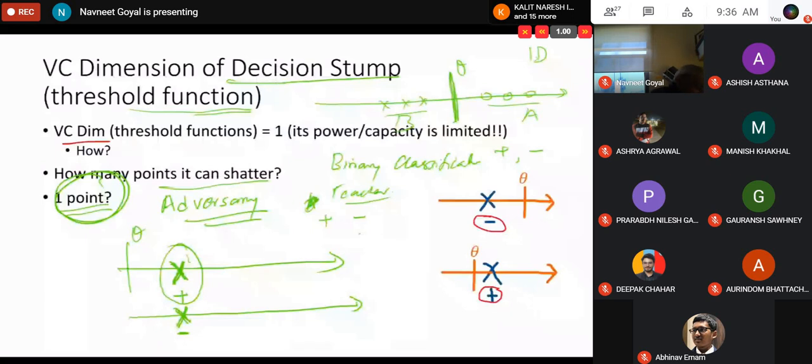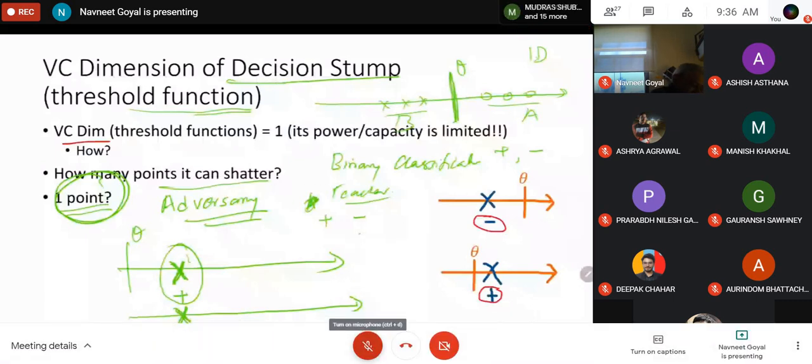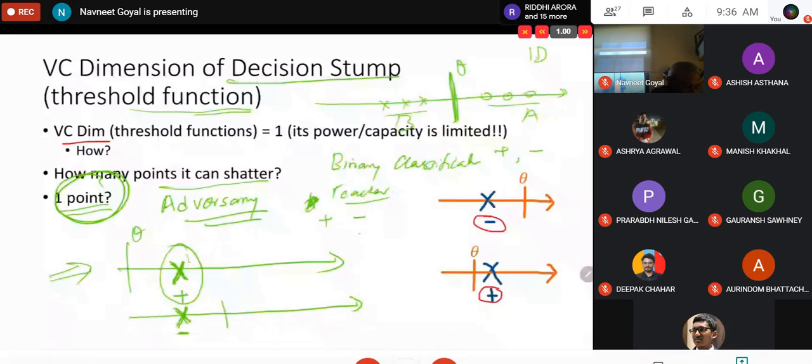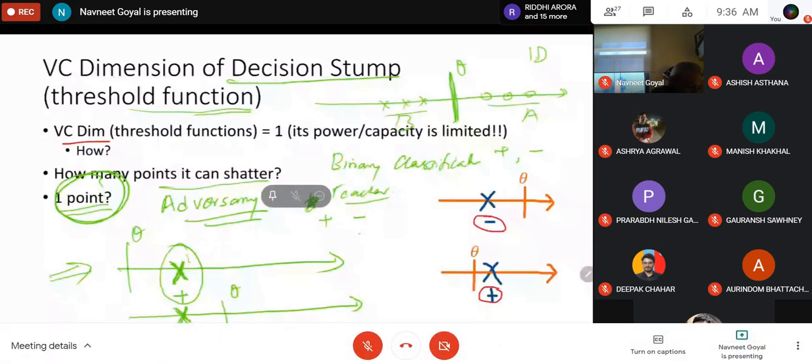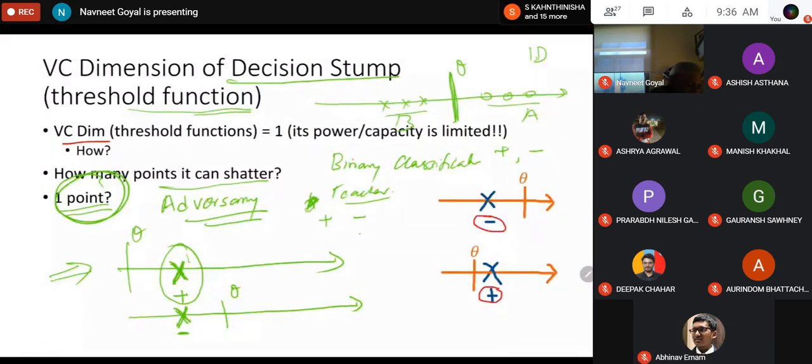Now suppose the teacher says that no, I'll give him a negative grade. So where should be my theta? It has nothing to do with this case, right? So I'll put it somewhere here. So what I'm saying is that for one point, if I can find a solution for all possible labelings, how many are there in this case?